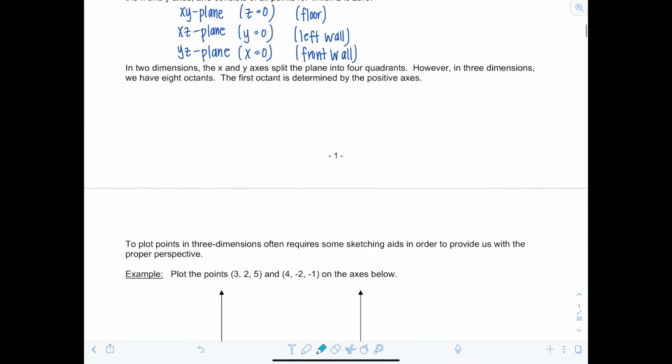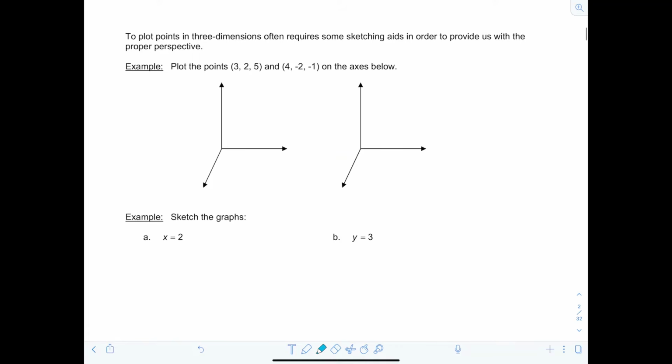Now, if we're going to plot points in 3 dimensions, it often requires some sketching aids in order to provide us with proper perspective. So here's where you have to be careful with how you label and scale your axes to make sure that your points line up properly. We're going to plot the points (3, 2, 5) and (4, -2, -1) on the axes below.